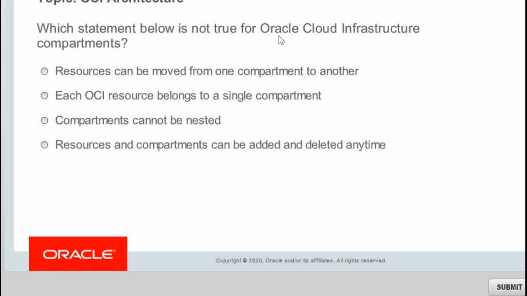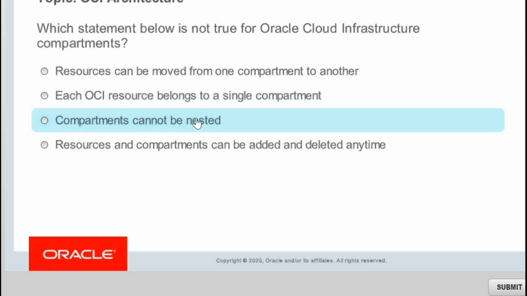So which statement is not true for an Oracle Cloud Infrastructure compartment? Resources can be moved from one compartment to another, which is actually true. You can move resources in OCI from one compartment to another, so this is not the answer. Each OCI resource belongs to a single compartment. Yes, one OCI resource belongs to one compartment only. You cannot have one resource in two compartments. So this is also not true.